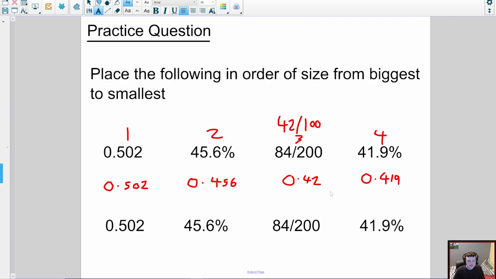Very good job if you managed to get that correct. If not, go back through the video again, have a look at the triangle, make sure you understand how we convert between one to the other to the other.